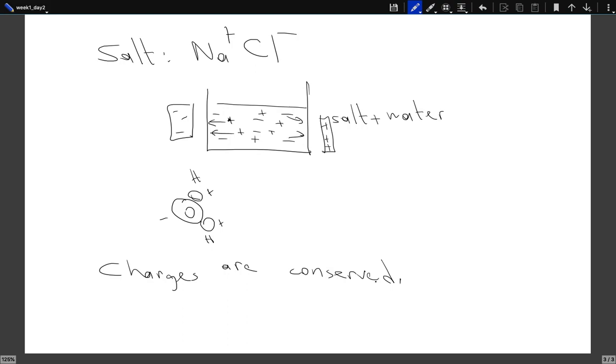Nowadays, with the accelerators, we can create electrons and protons from energy, but even in that case, the charge is still conserved. So if you create a negatively charged electron, at the same time you create a positively charged electron, the so-called positron. So we know nowadays that whatever happens, charge is a quantity that is always conserved.